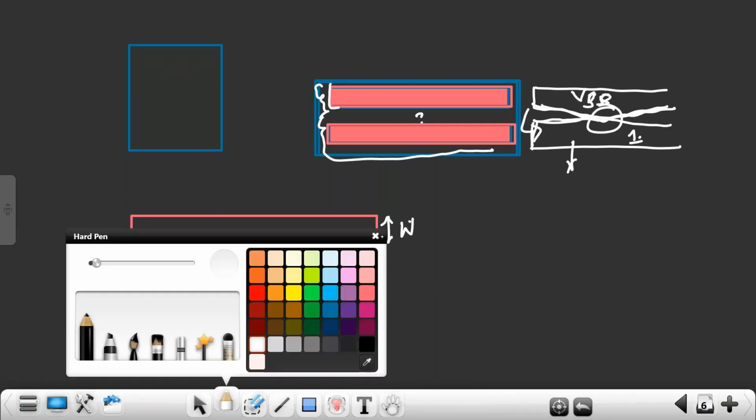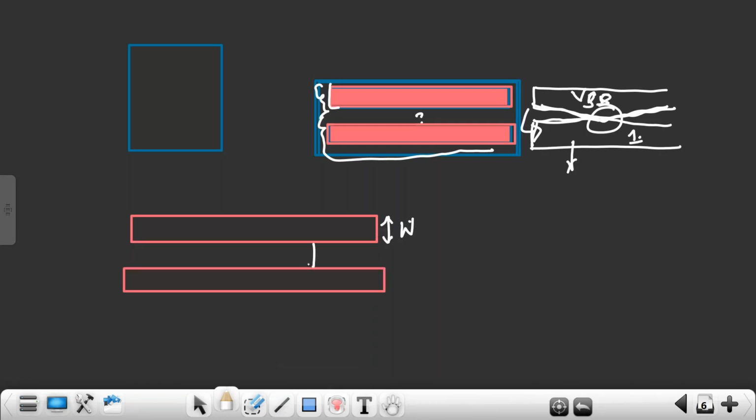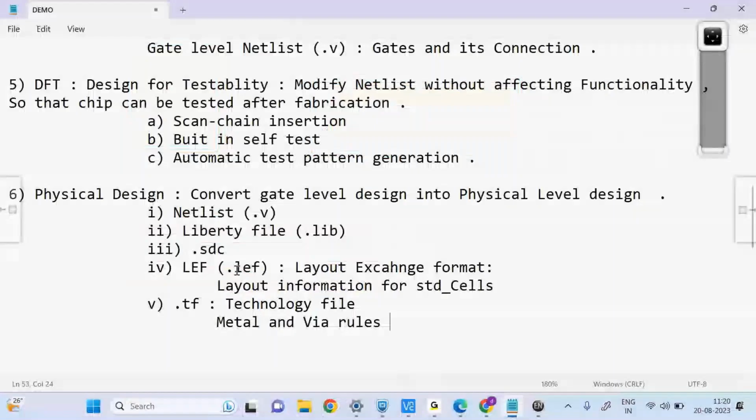From one metal layer to another metal layer, I should have minimum spacing. If I maintain this much minimum spacing, then only my foundry can fabricate these two metal layers, or else my foundry cannot fabricate them. So this type of information, like minimum width, minimum spacing, pitch information for all the metal layers, and other layers also, diffusion, polysilicon, wire rules, all this information is present in which file? Technology file.